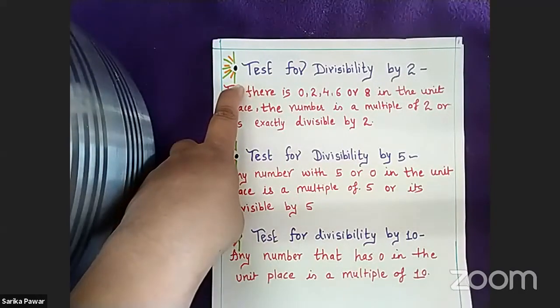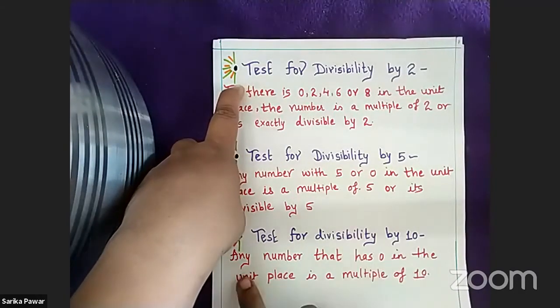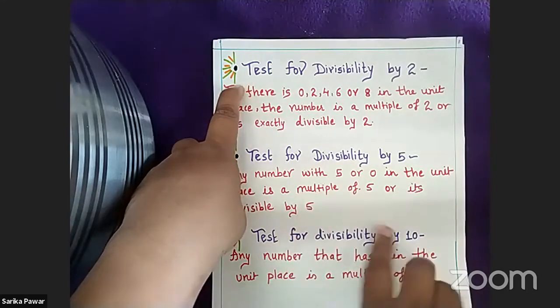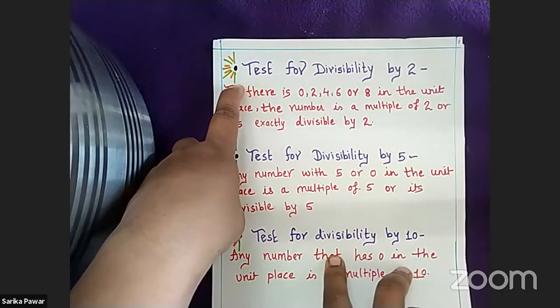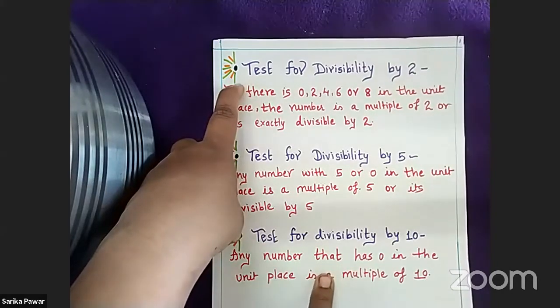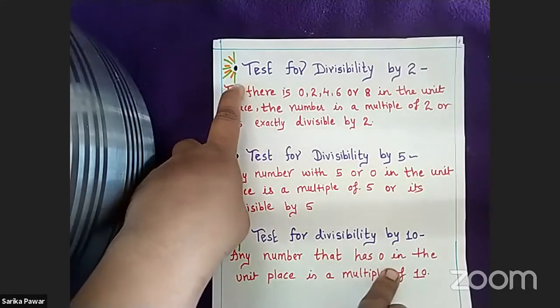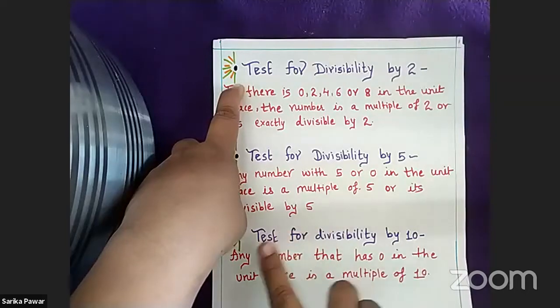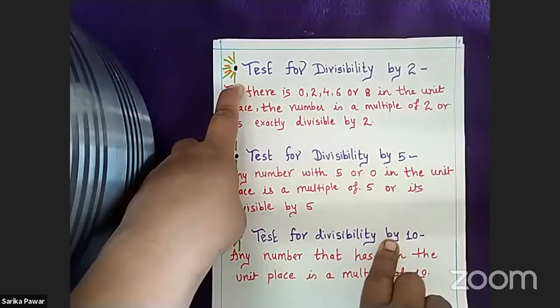And now test for divisibility by 10. Any number that has 0 in the unit place is a multiple of 10. Means after finding the unit place of that particular number, we have to check which number it is, and if that number is 0, then we can say that number is divisible by 10.